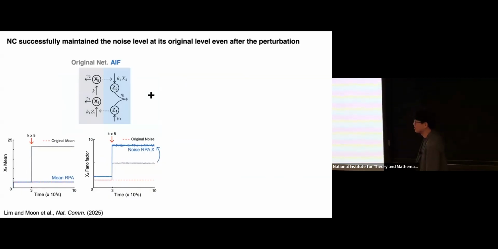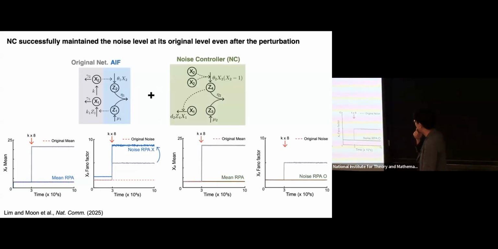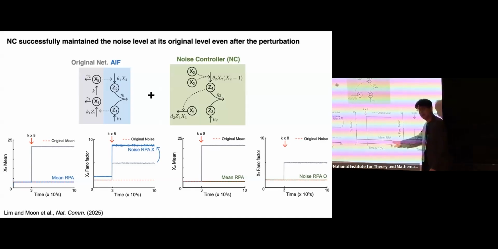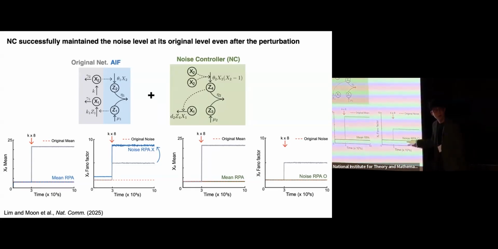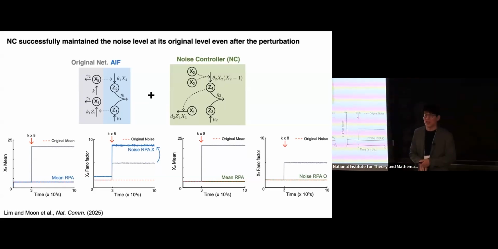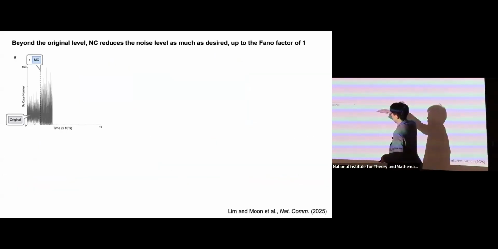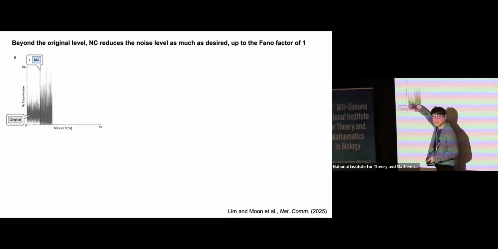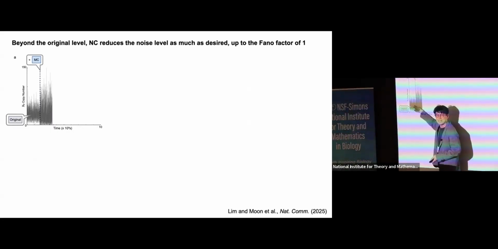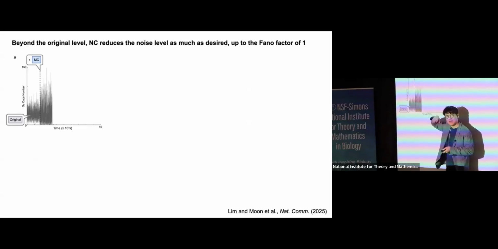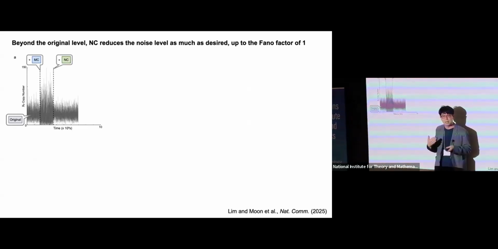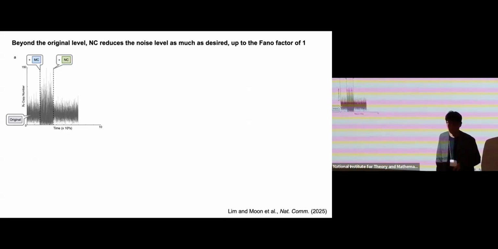This is the original mean controller. You can see the noise blows up, increasing a lot. But if we add this green noise controller, not only the mean, we can also maintain the noise level as in the original system. There is no noise level change. For instance, this is one simulation. This is the original simulation. If we add a mean controller, the mean is maintained, but you can see the noise is amplified. But if we add a noise controller, we can maintain the original noise level as well.